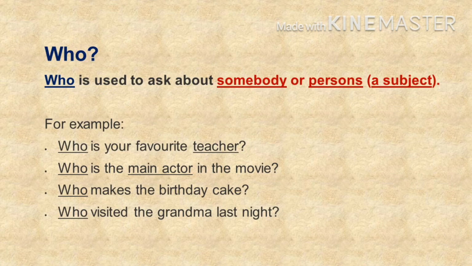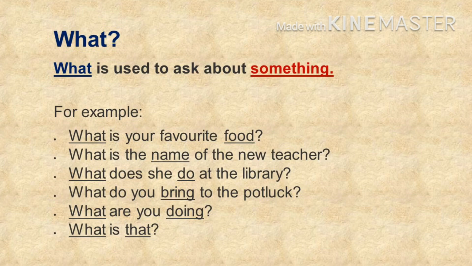Who makes the birthday cake? Who visited the grandma last night? Those are the examples of the WH word who in the question. The next WH word is what. What is used to ask about something. For example, what is your favorite food? What is the name of the new teacher?